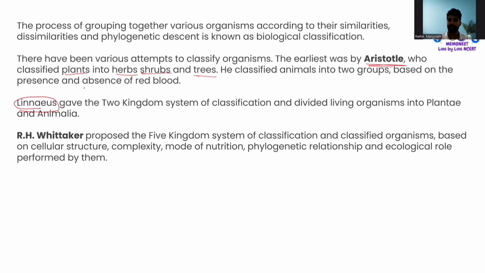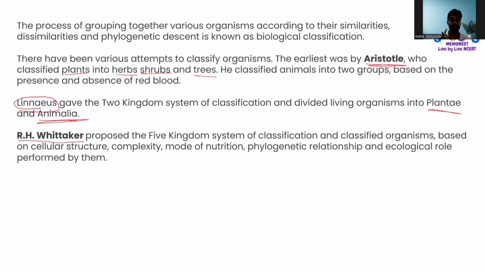He divided the organisms into two: one is kingdom Plantae and the second is kingdom Animalia. Again, it felt inconvenient because there were some other organisms showing the characteristics of both plants as well as animals. So finally, we got the five kingdom system of classification, which R.H. Whittaker proposed. He classified organisms based on their cellular structure, complexity, mode of nutrition, phylogenetic relationship, as well as the ecological role performed by those organisms.